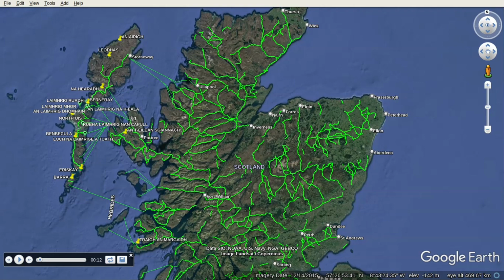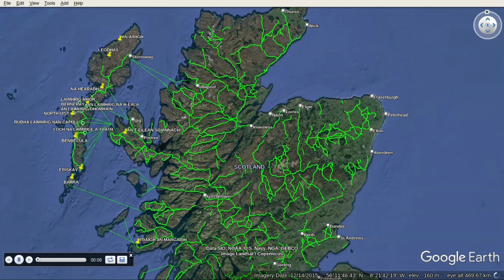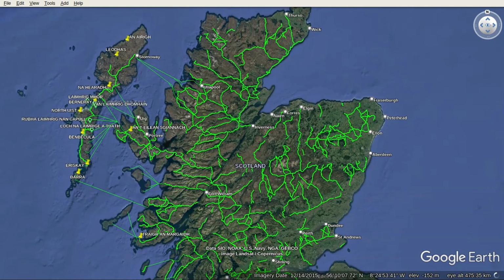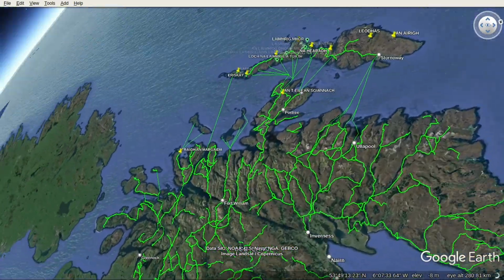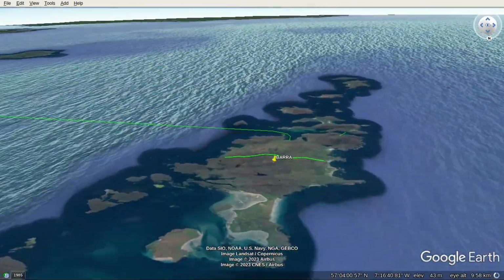But it does look like it's a solid mass from this height, but actually the Outer Hebrides are a string of islands separated by tidal sand banks, and we can see that as we zoom in more closely. So let's take a fly over the Outer Hebrides so we can have a closer look at the islands. You begin to see what I mean about a chain of islands.